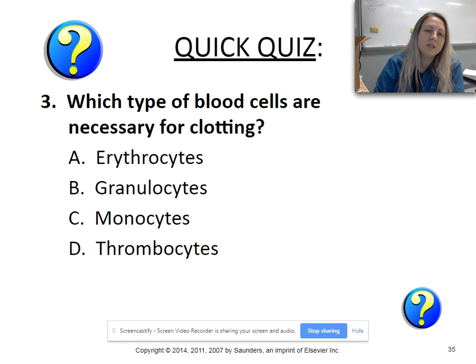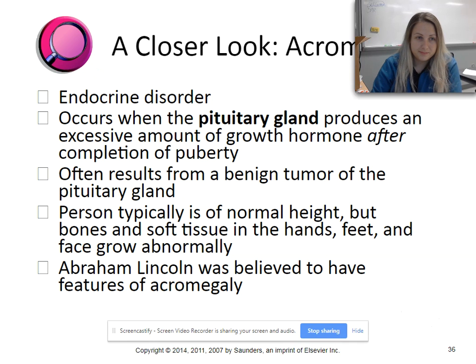Now, which of these blood cells are necessary for clotting? So what sticks together? Erythrocytes are red blood cells. Granulocytes are types of leukocytes. Monocytes are types of leukocytes. And thrombocytes are platelets. So if you said platelets, which is thrombocytes, you're right.